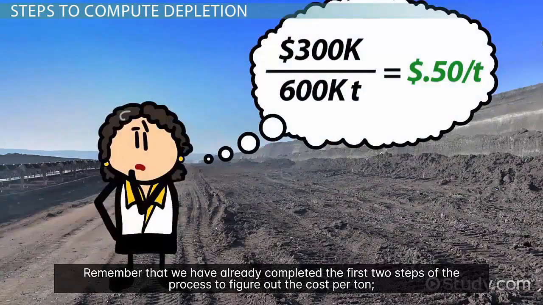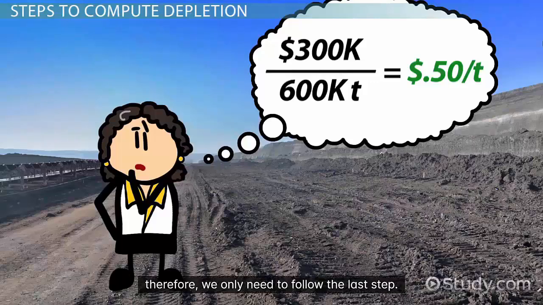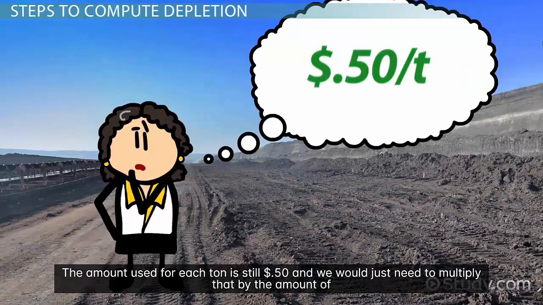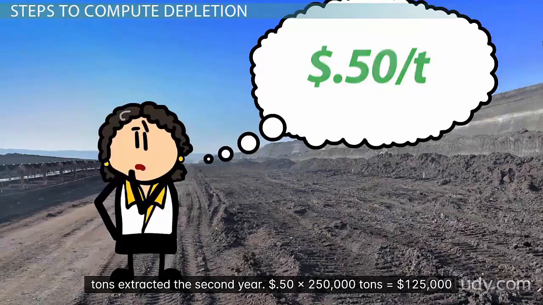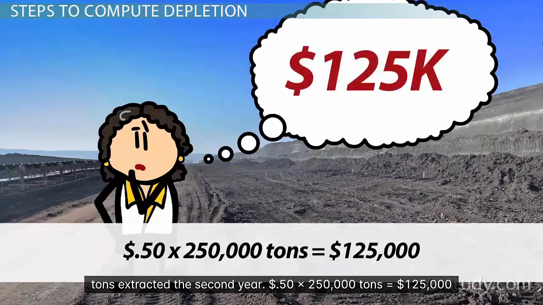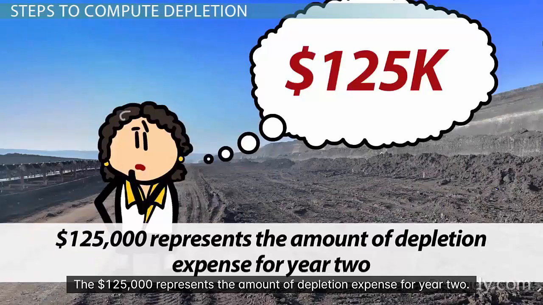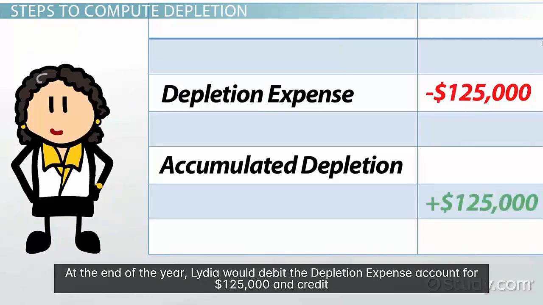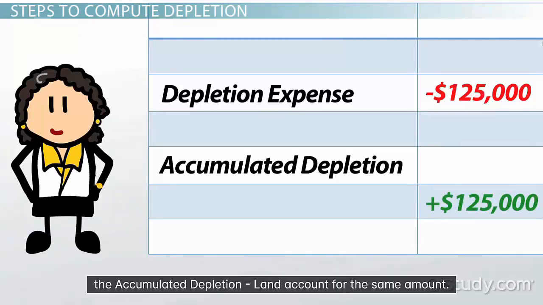Remember that we have already completed the first 2 steps of the process to figure out the cost per ton. Therefore, we only need to follow the last step. The amount used for each ton is still 50 cents, and we would just need to multiply that by the amount of tons extracted the second year. 50 cents times 250,000 tons equals $125,000. The $125,000 represents the amount of depletion expense for year 2. At the end of the year, Lydia would debit the depletion expense account for $125,000 and credit the accumulated depletion land account for the same amount.